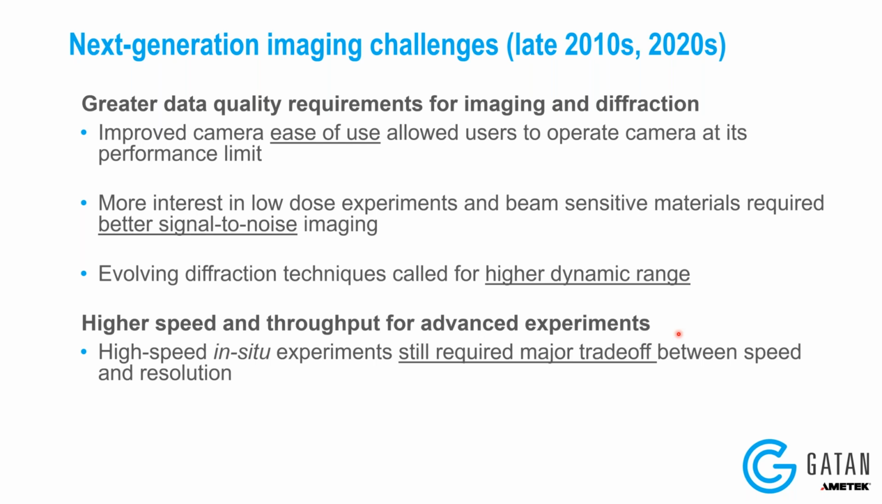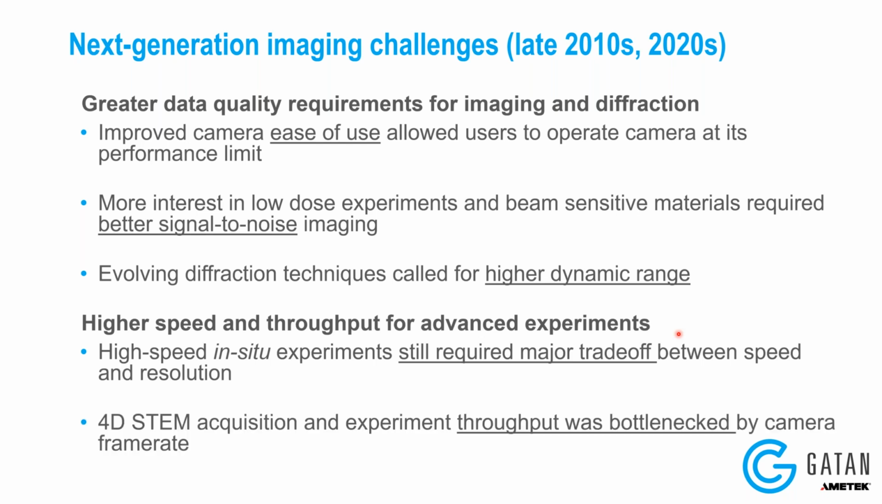You had to go from 4K by 4K images all the way down to 512 by 512. And so that isn't necessarily still very useful for some experiments. And then again, 4D STEM really took off as an application, and people want to do 4D STEM a lot now. And your throughput in 4D STEM is bottlenecked by the achievable frame rates of the camera. So a faster camera means faster 4D STEM acquisition and faster time to results.